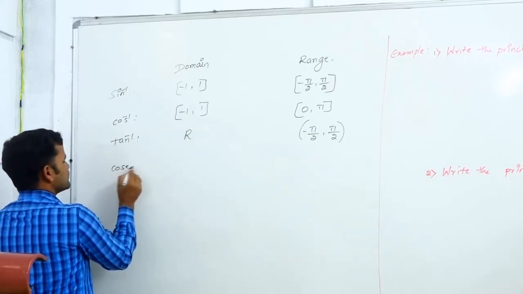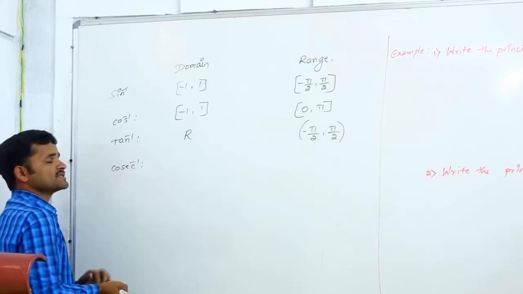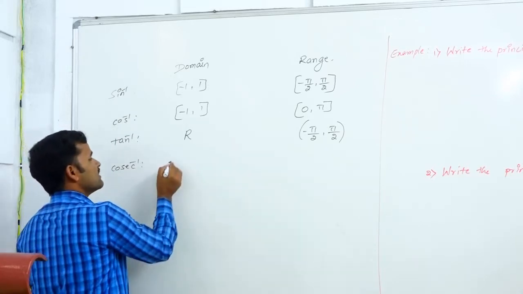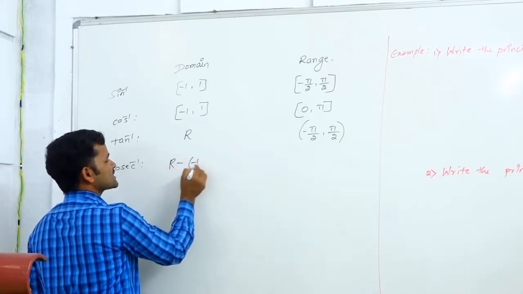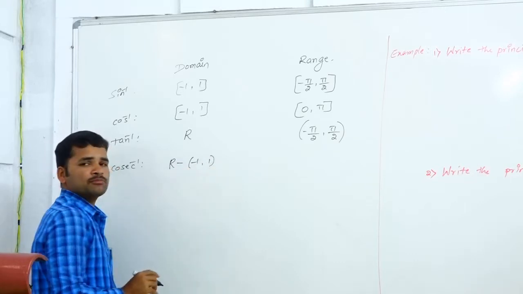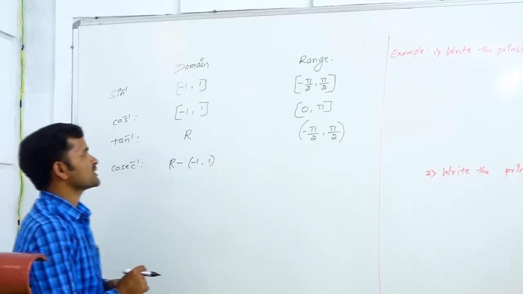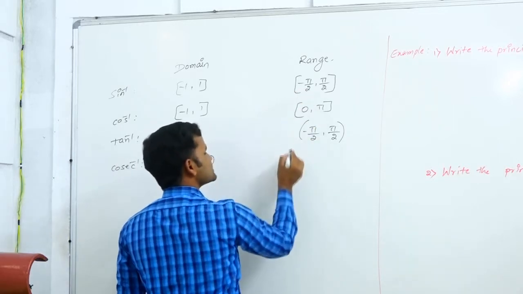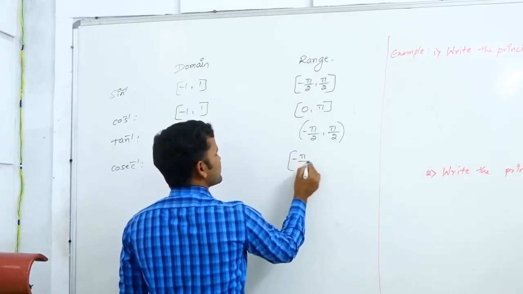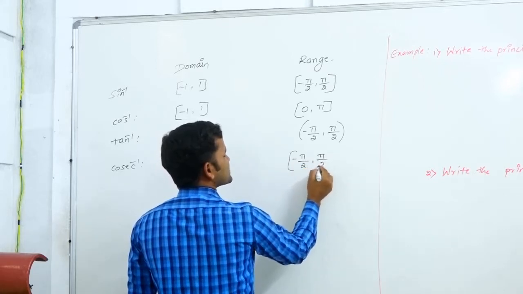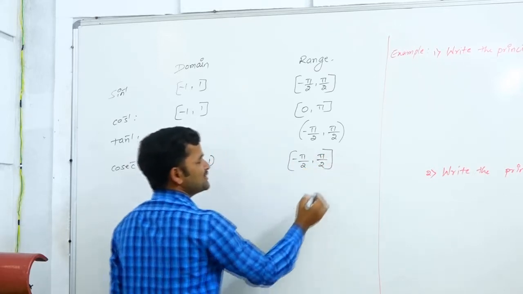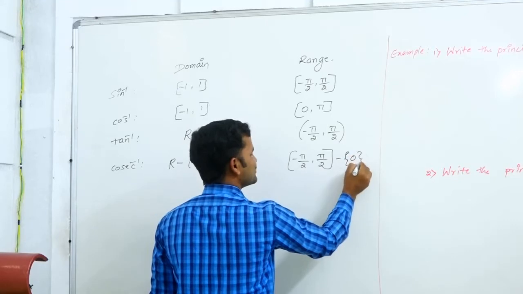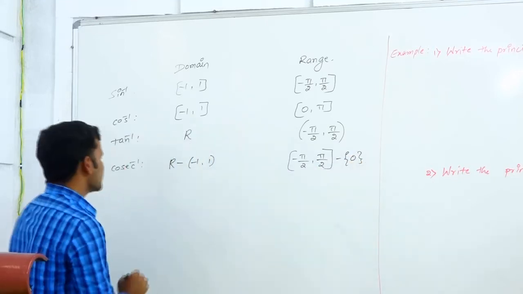Coming to cosecant inverse of x. Cosecant inverse of x, domain is all the real numbers except the open interval minus 1 to plus 1. And what about the range? Range is the same as sine again, minus pi by 2 to plus pi by 2, except 0 in this. This is how we should remember.